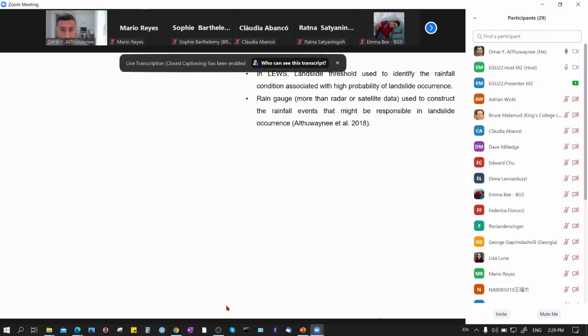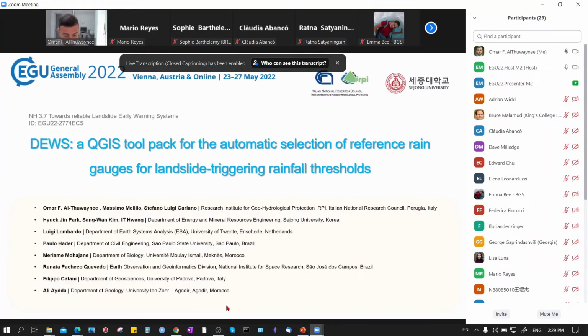This is Omar Al-Twaini from the Research Institute of Geohydrological Protection and the Italian National Research Council, speaking on behalf of my colleagues. Today I'm talking about developed tools for what's called DUCE, which is a QGIS toolbag for the automatic selection of reference rain gauge for landslide triggering rainfall thresholds. Next.